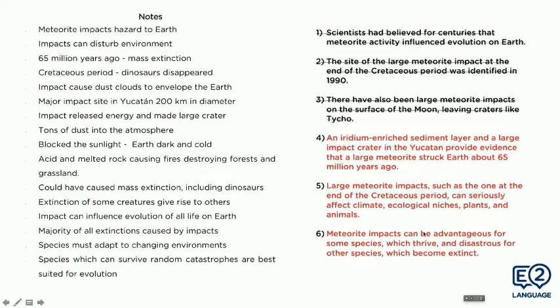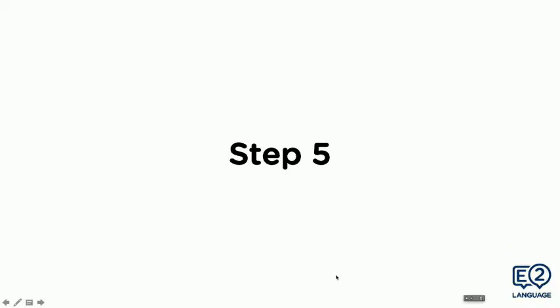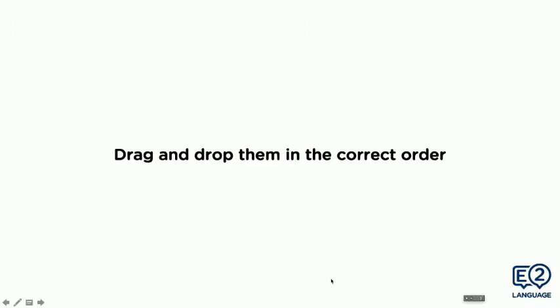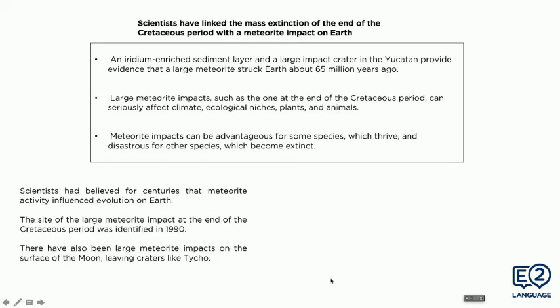So step 4, we choose the sentences that match the main ideas found in the paragraphs of the passage. So let's say I look at my notes here and I decide that sentences 1, 2, and 3 were not mentioned, they were irrelevant, or they were unimportant, and I decide that 4, 5, and 6 match my notes. So then step 5, I drag and drop them in the correct order. So let's read this now.